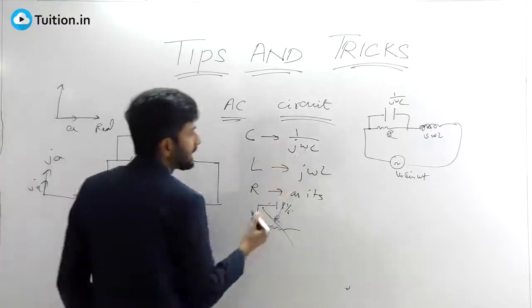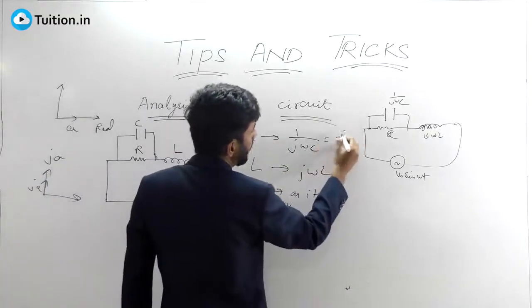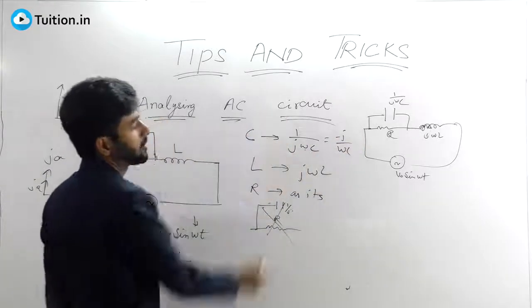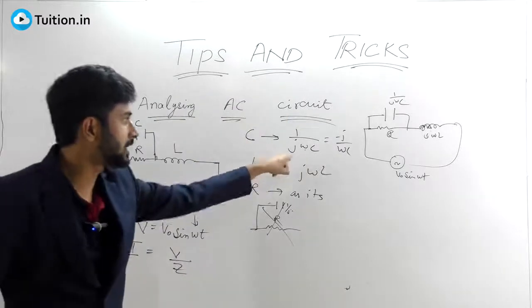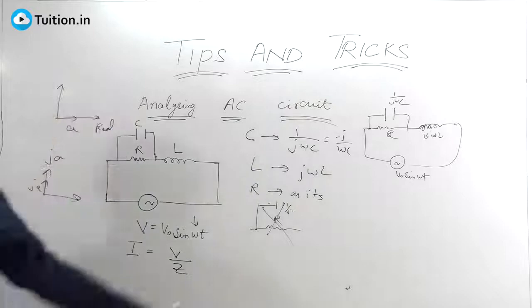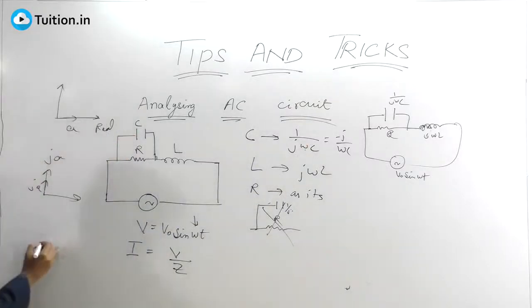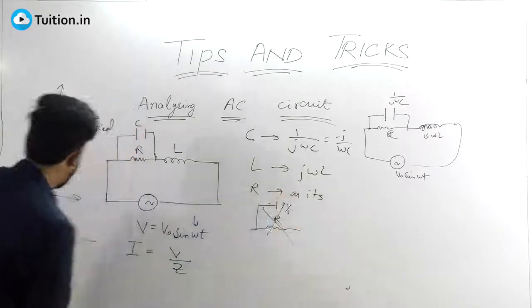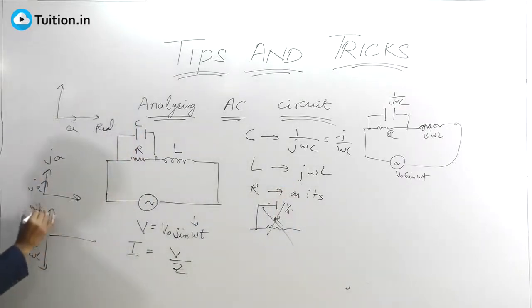So 1 by j omega C can also be said as minus j by omega C, because you multiply with j on top and bottom, j into j will be minus 1 because j is under root minus 1, and you will have a minus j on top. So what do you mean by minus j by omega C? Something like this, right. So this is your 1 by omega C. Minus j by omega C means 1 by omega C downwards. Omega L multiplied with j, that means your omega L is like this, right, and your R is like this.